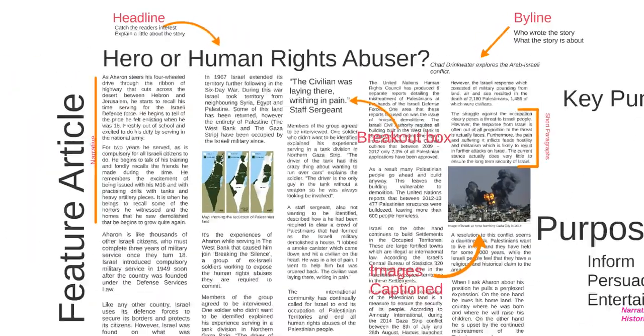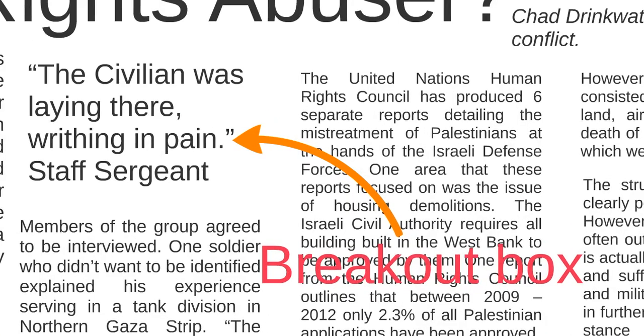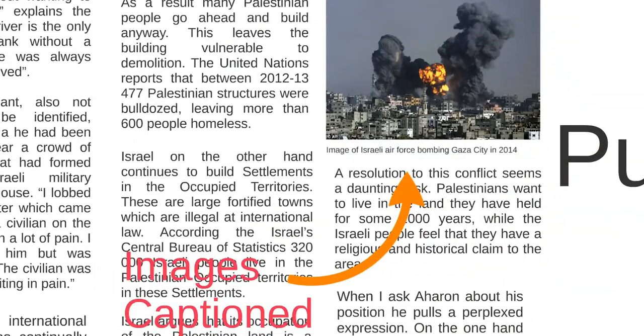Let's look at some of the main features. One of the things you'll also notice is the use of a breakout box. This is text from the article which has been copied out and enlarged. It's often highly interesting or emotional language which is designed to pique the reader's interest. In the same way, we also use very interesting images about what is being discussed, and we also make sure that we caption those images so the reader knows exactly what they're looking at.